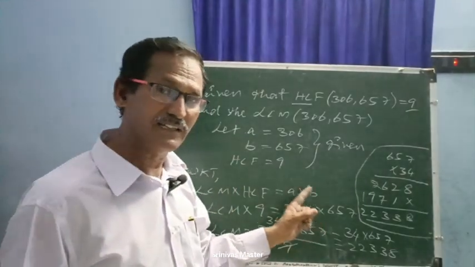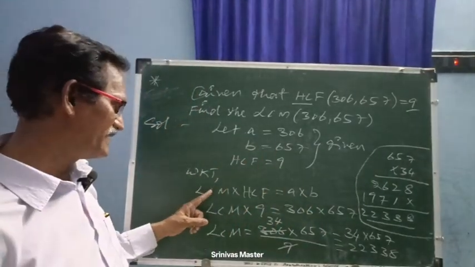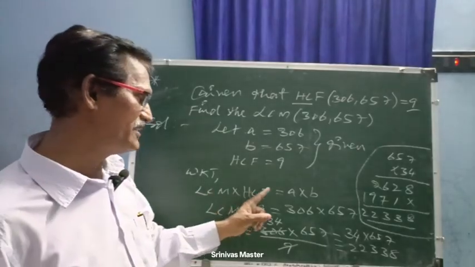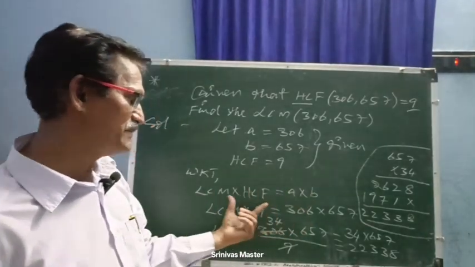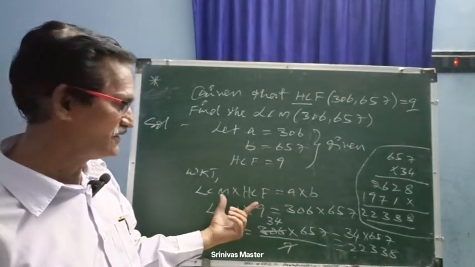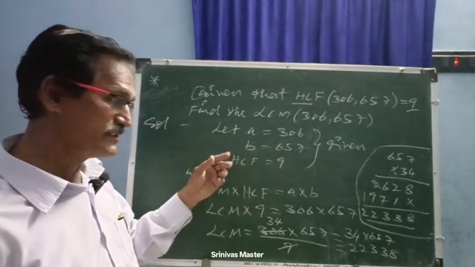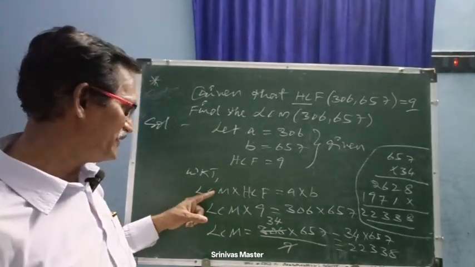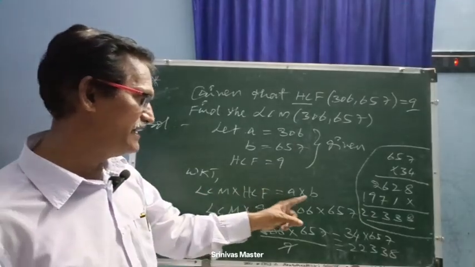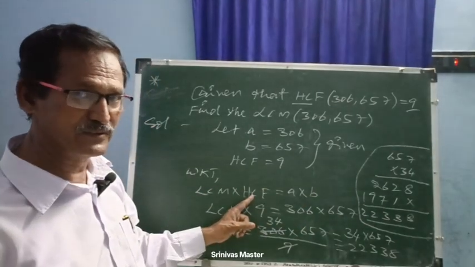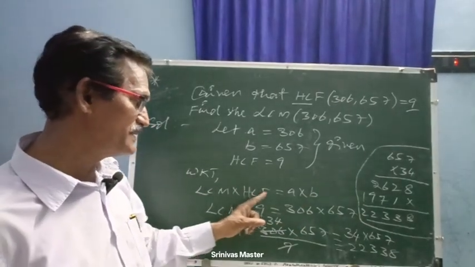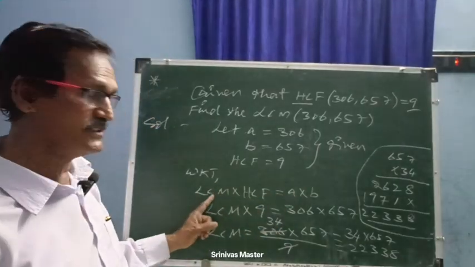This formula only. According to algebra, we can say that LCM into HCF equals A into B. From this formula, you can get the remaining auxiliary formulas, to find whatever you want according to the given questions. If you need LCM, it is directly A into B by HCF. If you want HCF, it is A into B by LCM.